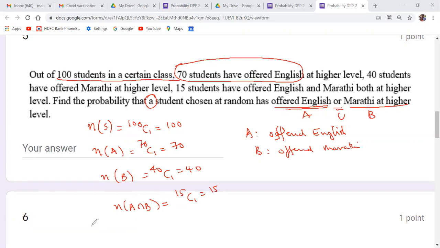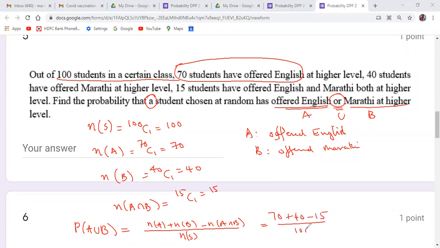So the required probability of A union B, because the word is or here, is 70 plus 40 minus 15, upon 100. You may do it directly also. That is 95 by 100, which can be written as 19 by 20.